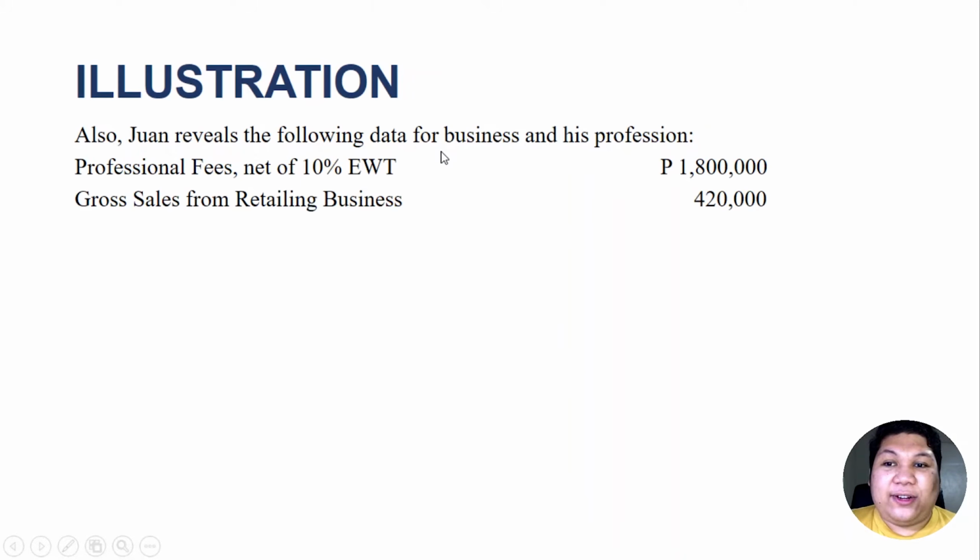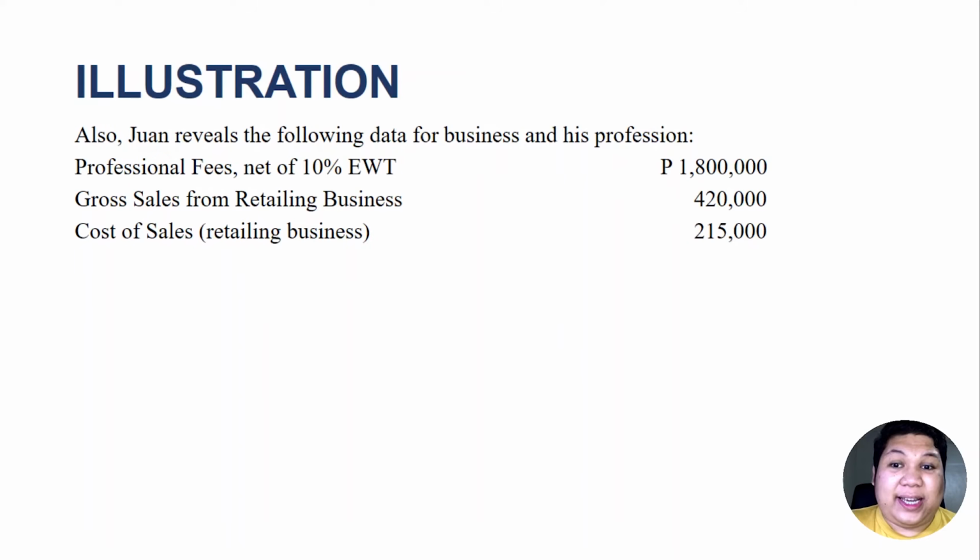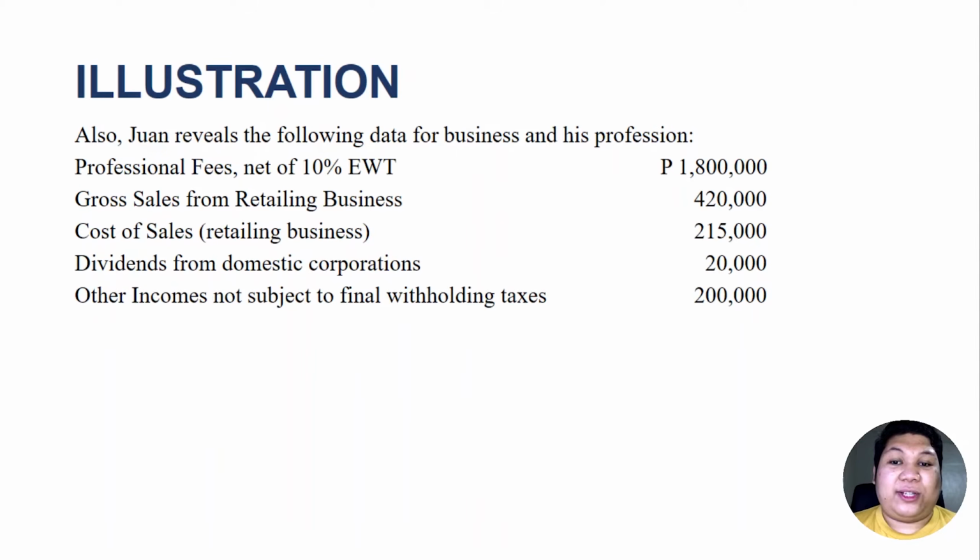We also have here gross sales from retailing business and cost of sales from retailing business, and that is 215. We also have dividends from domestic corporations and other incomes not subject to final withholding taxes of 200,000.